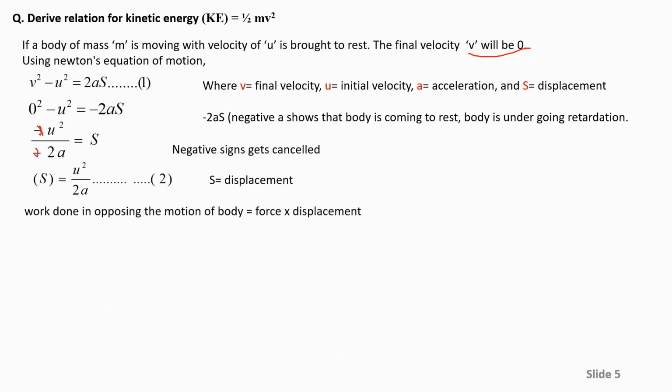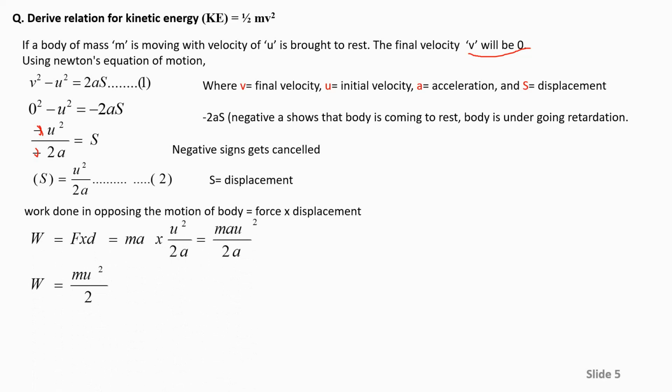Now work done in opposing the motion of a body is force times displacement. We have seen in the previous lesson that work done is equal to force times displacement, or W is equal to Fd cos theta. And if the body moves in the direction of the force applied, we can consider only force times displacement. Now using this concept, work done is F times d.